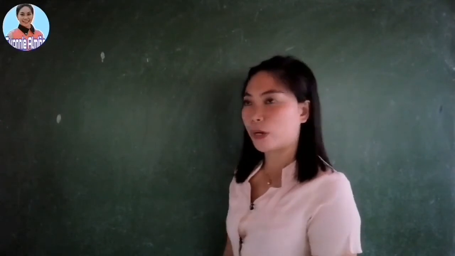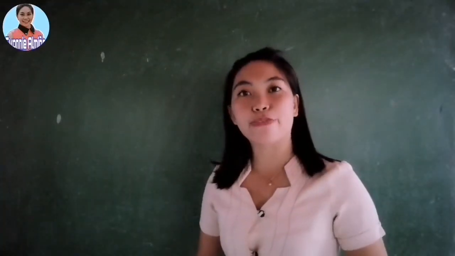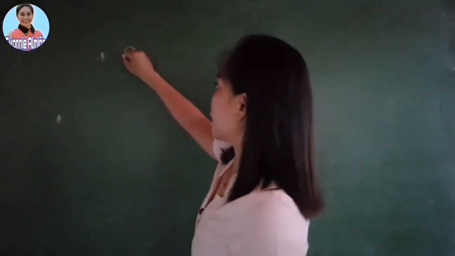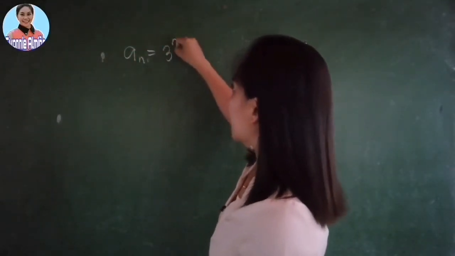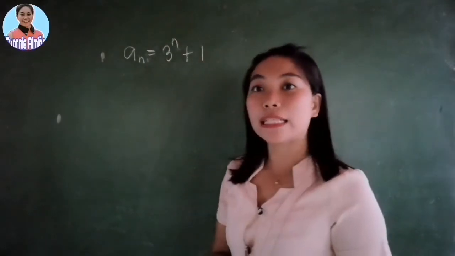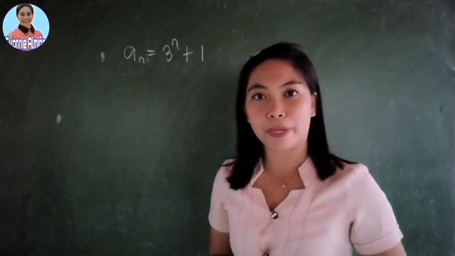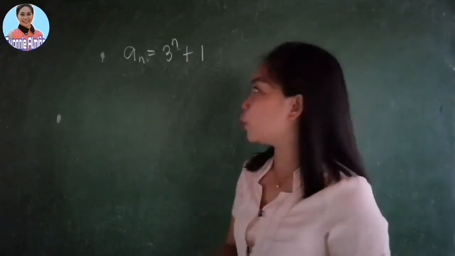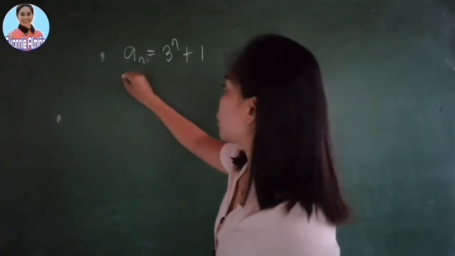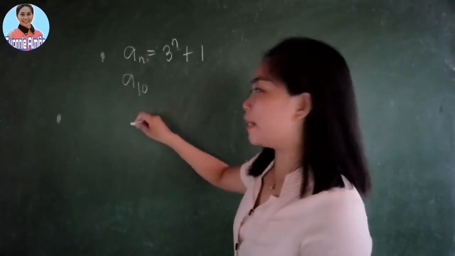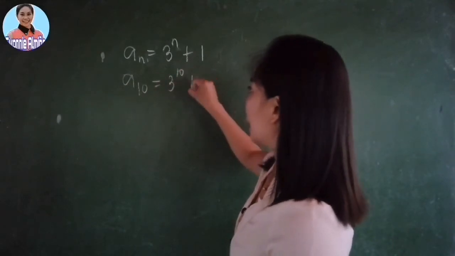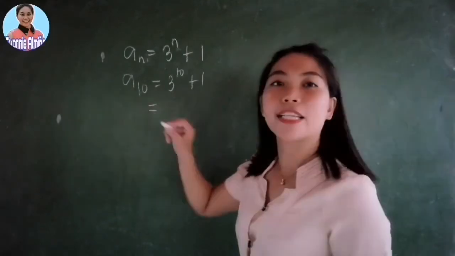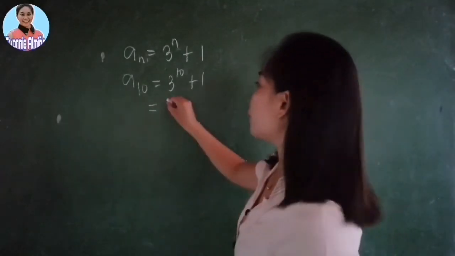Let's have another example. So give the 10th term of the sequence defined by a sub n is equal to 3 raised to n plus 1. So 10th term naman yung kailangan po nating hanapin. So what we're going to do, of course, is to substitute the value of n to 10. So we have a sub 10 is equal to 3 raised to 10 plus 1. Then, we have the value of 3 raised to 10 that is equal to 59,049.